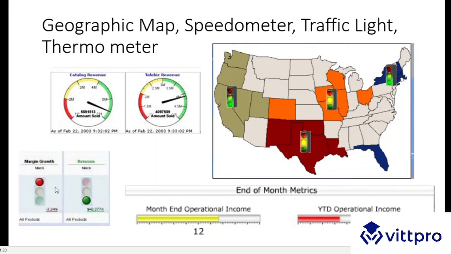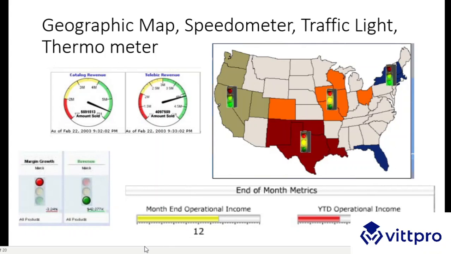But traffic light is just plainly telling you a very simple thing, whether you did not achieve, are on the track to achieve, or are exceeding. That's it, finished. No other information is given here. So it's easy to see.